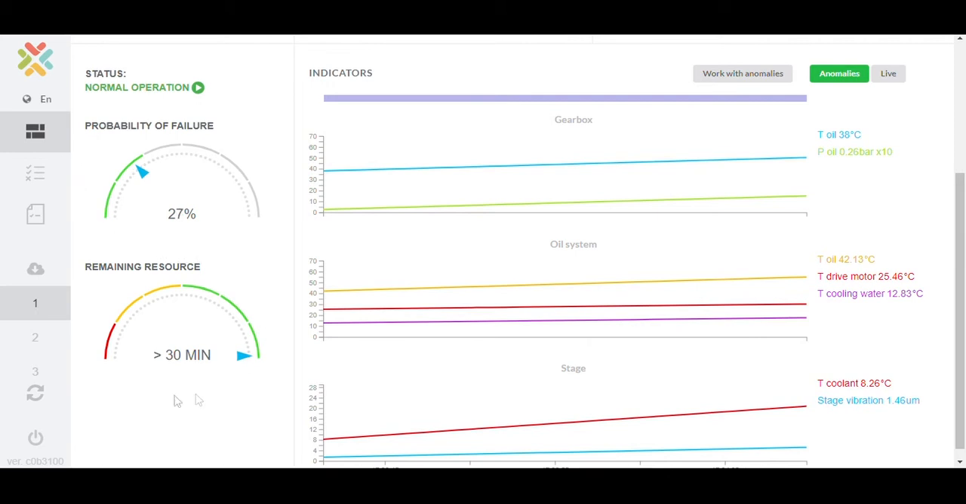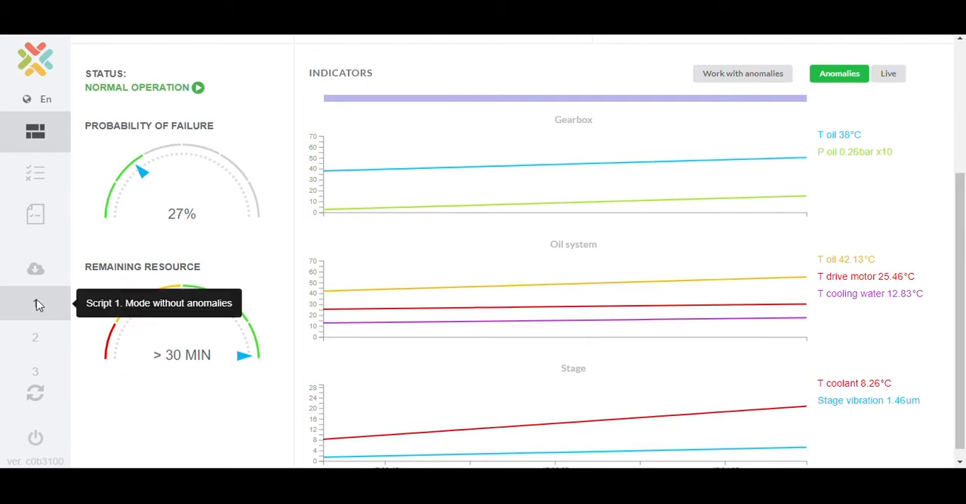and remaining resource. The predictive analysis model is built on the array of historical data with the help of methods of mathematical modeling, machine learning, and working with big data. You can observe the operation of the Airblower in three scenarios.